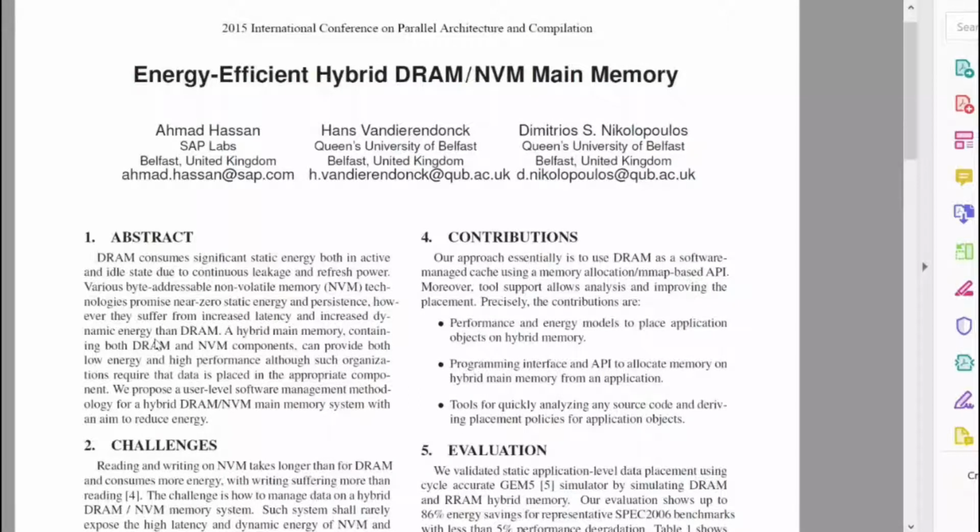maybe it will create issues in non-volatile memory, as writes are expensive in NVM memories. So this way they propose a software-based approach, where before starting any application they compare and analyze it, then decide where to place the application, either in the DRAM part or in the NVM part. This is their main proposal, and their motivation was to combine the two different concepts to reduce the energy consumption of main memory.